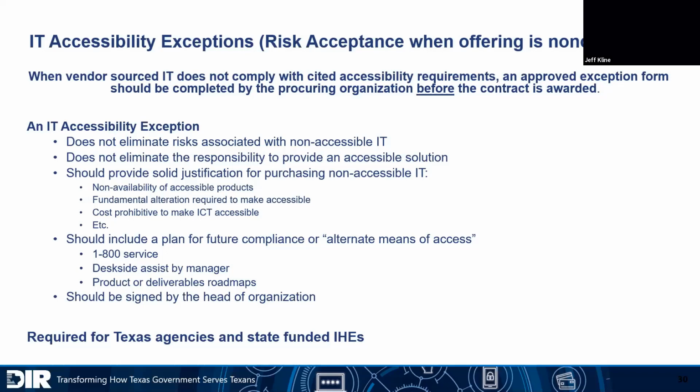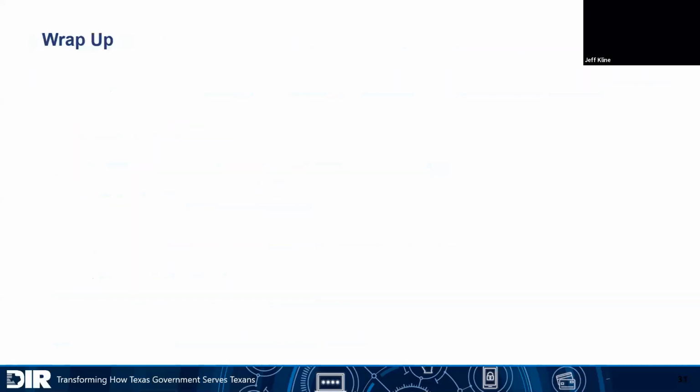So be aware of that. It should be signed before the contract is awarded. It does not eliminate the risk associated with non-accessible IT. I get that all the time. It just allows you to be in compliance with the rules, but the ADA trumps that, so be aware of that. It doesn't eliminate the responsibility to provide an accessible solution, and there should be good justification in the form, and should also include a plan for compliance. Maybe that's an 800 number for people that can't access it, a desk-side assist, let's say, if it's an internal thing by a manager. And as I said, it should be signed by the head of the organization.